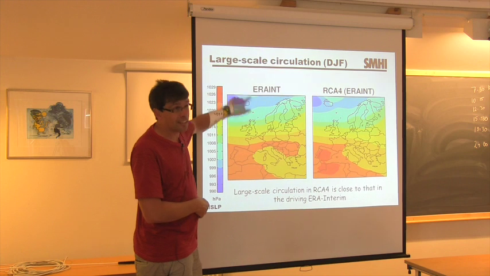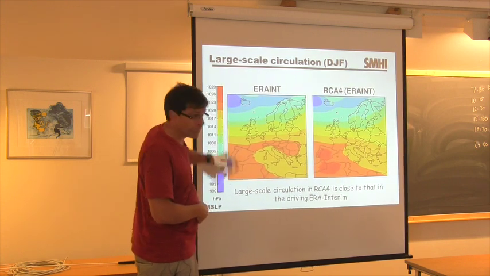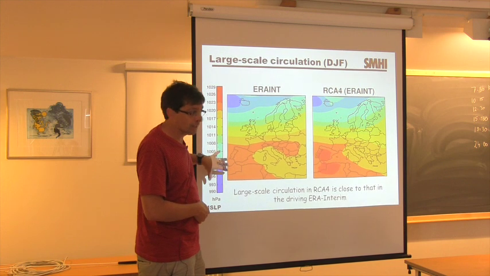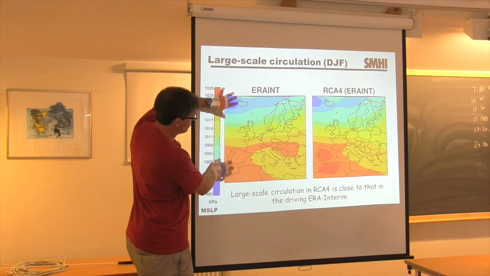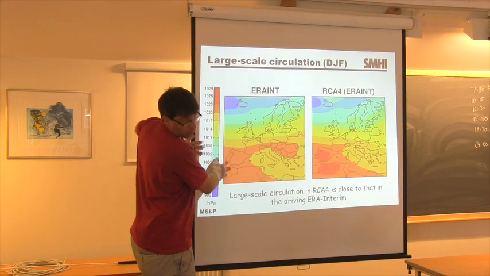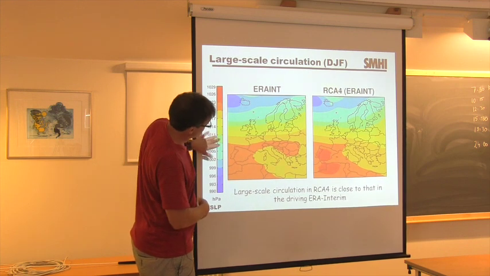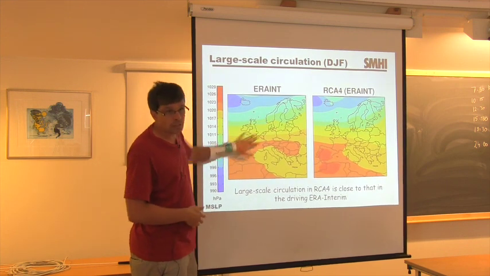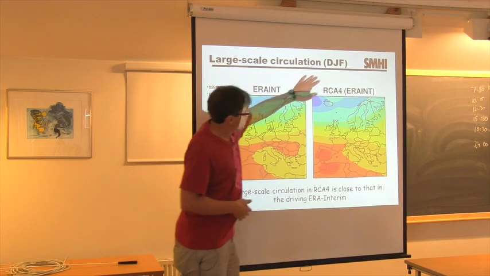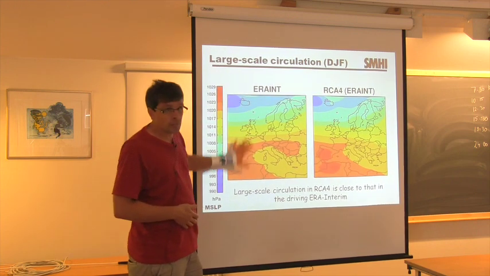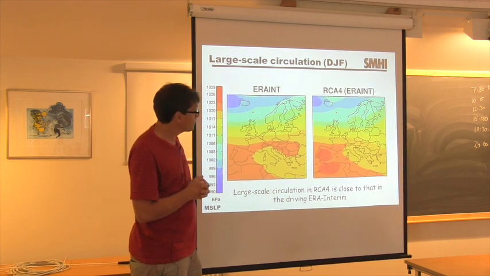This is the Icelandic low for us climatologists. And down here we can find the Azores high out on the Atlantic. So these are climatological features, low pressure, high pressure, implying westerly winds, as I talked about in the first lecture. So we have basically westerly or southwesterly winds towards Europe. This is now in winter, when these temperature and pressure contrasts are quite strong. So on average, westerly winds.